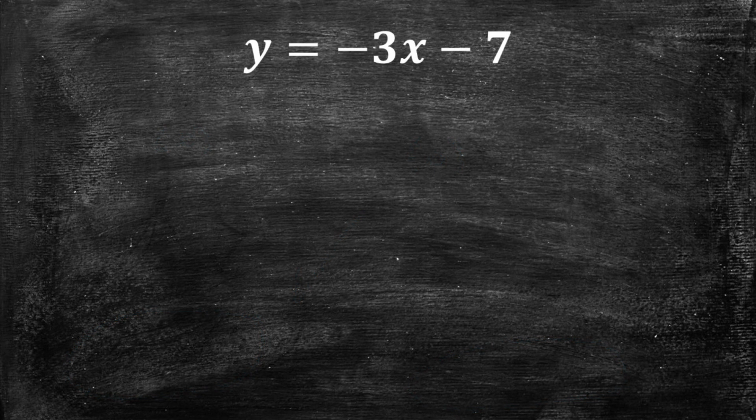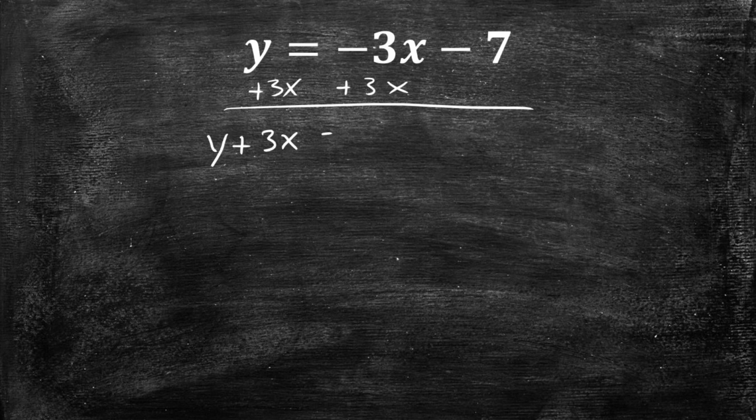Example number 2, we have y is equal to negative 3x minus 7. Now, we could just go ahead and plug in x equals 0 to find the y-intercept, or y equals 0 to find the x-intercept. However, one way that I like to do is to get the x and y terms on one side and everything else on the other side. So what I want to do first is add 3x to both sides. And then what we get is y plus 3x is equal to negative 7. And from here, I want to go ahead and find my x and y intercepts.